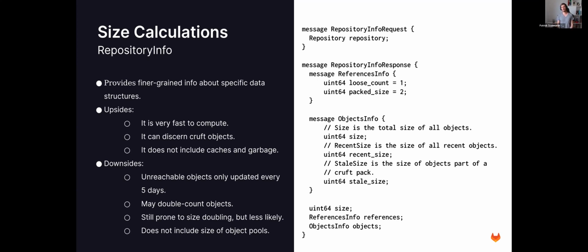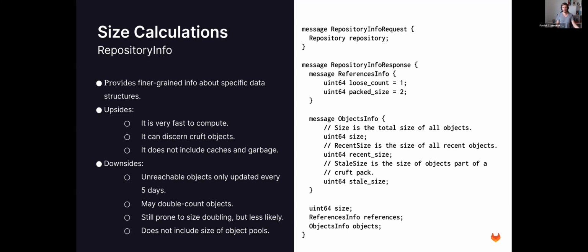But it still has a few significant downsides here, like unreachable objects are only updated every 5 days because of exactly the way we recalculate the Cruft packs only every 5 days. It also could still double count objects if they are contained in multiple Packfiles or in a Packfile and a loose object. It's also still prone to the size doubling issue that I talked about in the context of repository maintenance, even though it is less likely in this case because the new Packfile will first be written as a temporary file, and that one would not be included in the RepositoryInfo RPC.